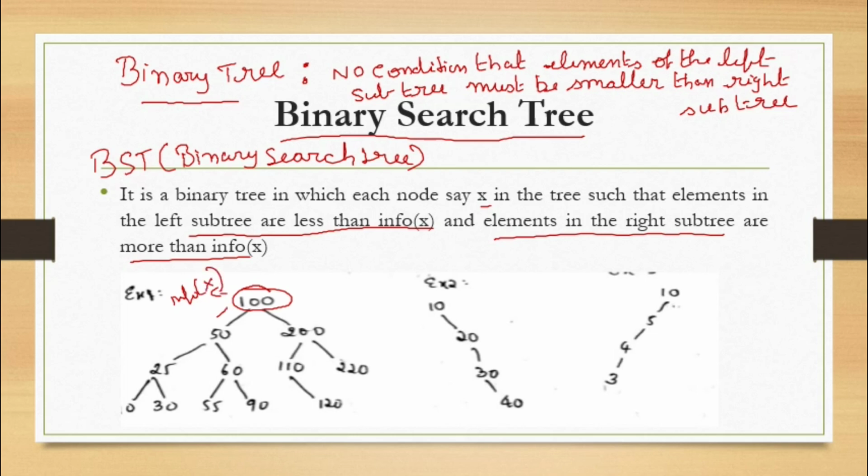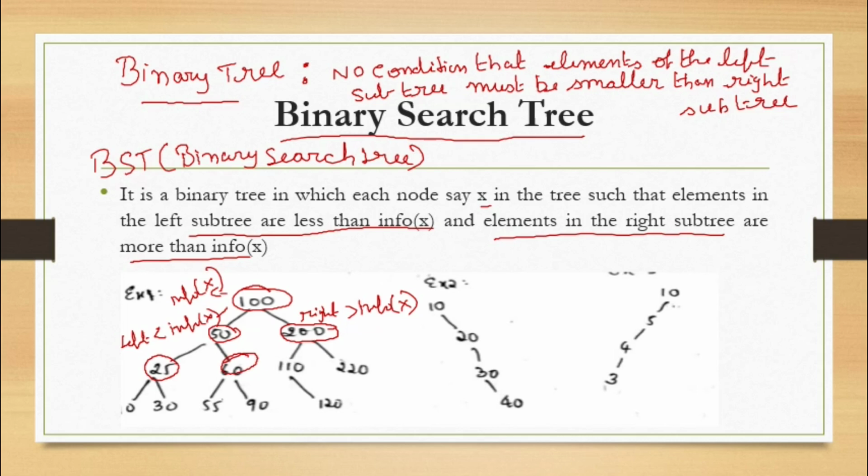then the left is lesser than info of x, and the right is greater than info of x. That is why we can see here 50 is lesser than 100, and 200 is greater than 100, and 200 is on the right side and 50 is on the left side, and the same happens everywhere. So 25 is lesser than 50, and 60 is greater than 50. So that is how it goes.